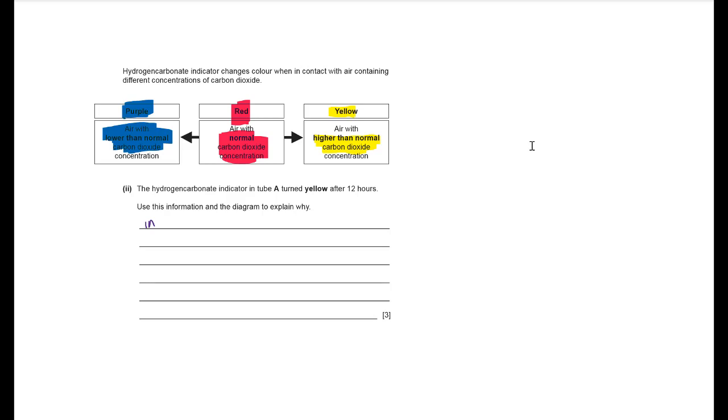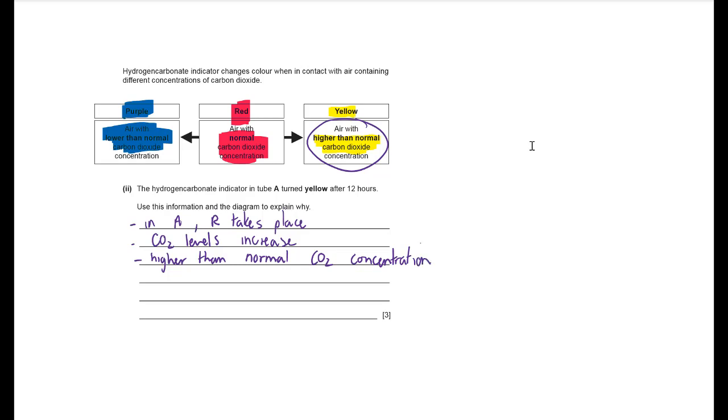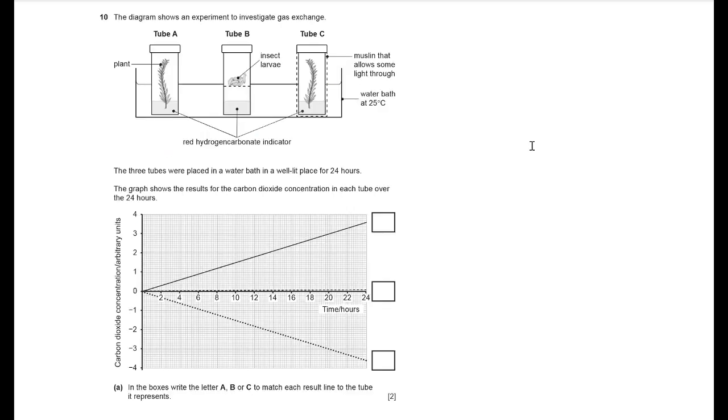So what you would say is in A, respiration takes place. As a result, carbon dioxide levels increase. And then this is where we need to use this information. So there is higher than normal CO2 concentration. So indicator turns yellow.